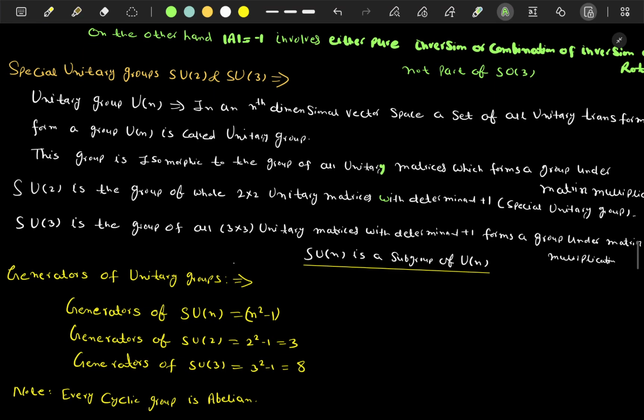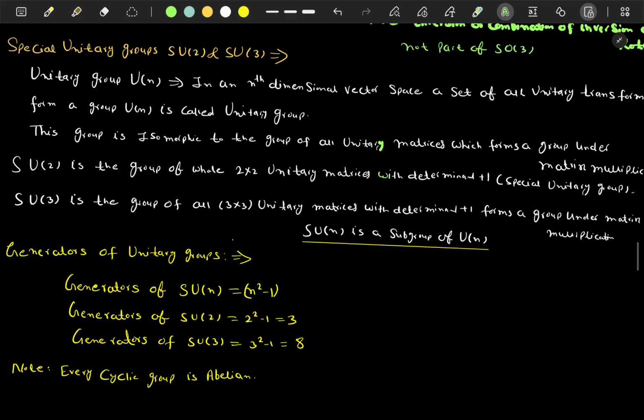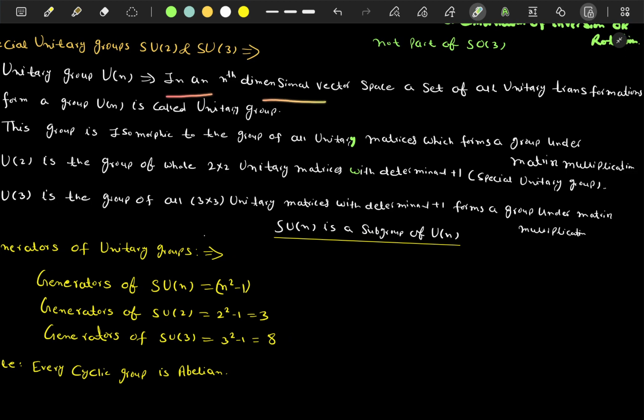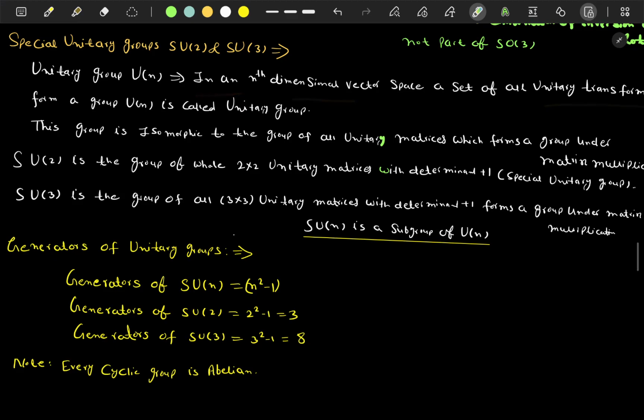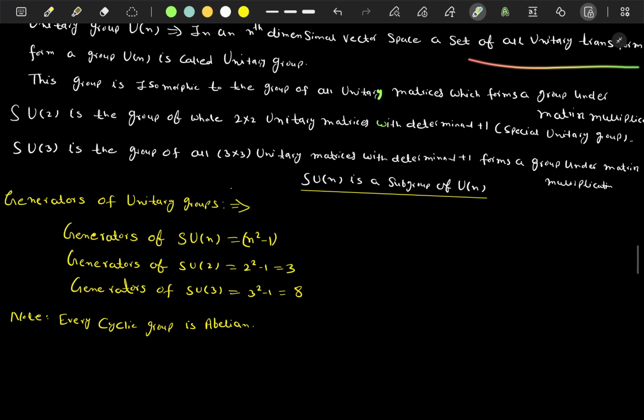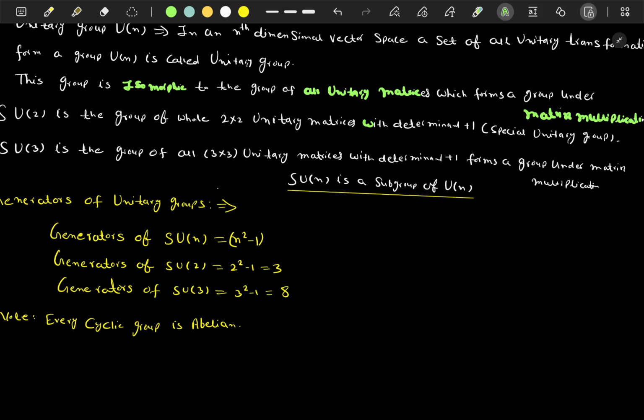Okay. Now special unitary groups of 2 and 3. Now unitary group: in an n-dimensional vector space, the set of all unitary transformations forms a group, called the unitary group. Just simply the set of all unitary transformations. And its nature, remember this, is isomorphic to the group of all unitary matrices under matrix multiplication operation. Also remember, this is the operation under which the unitary group shows isomorphism.